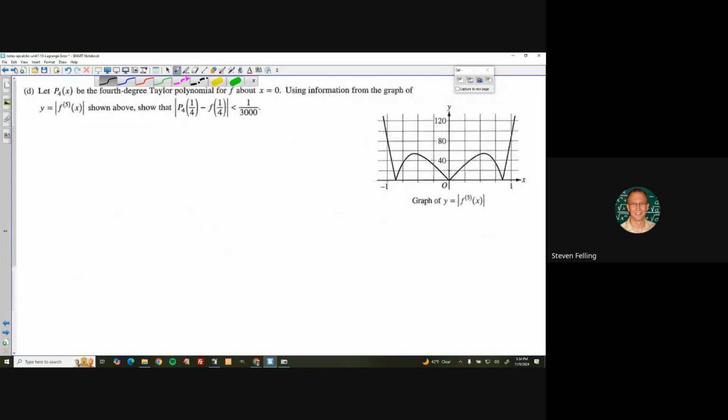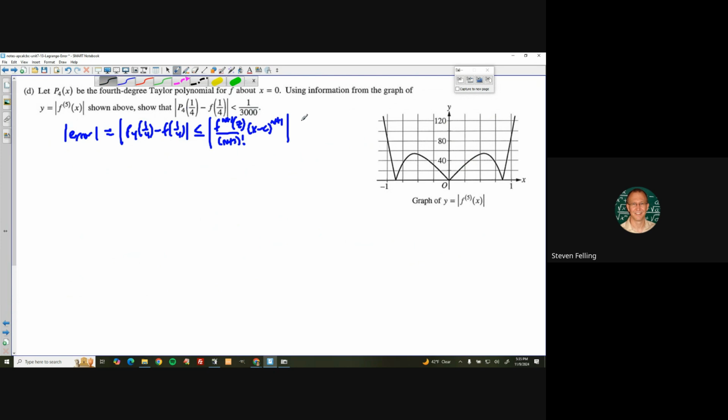Part D says, let P4 be the fourth degree Taylor polynomial for f about x is 0. Using the information from the graph, show that this expression is less than 1 over 3,000. All right, so I would write this, that the error, which is the difference between P4 at 1/4 and the function, is less than or equal to the Lagrange error. And we know that that is f to the n plus 1, that derivative evaluated at z, over n plus 1 factorial, times x minus c to the n plus 1 power.